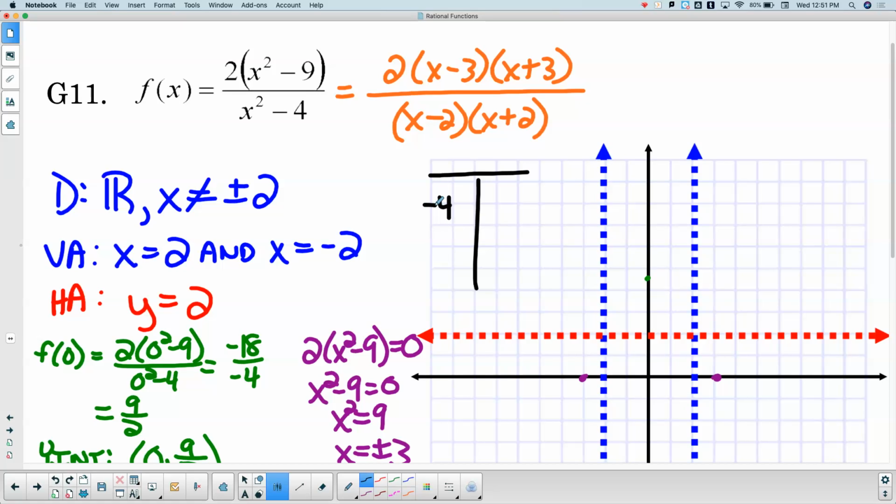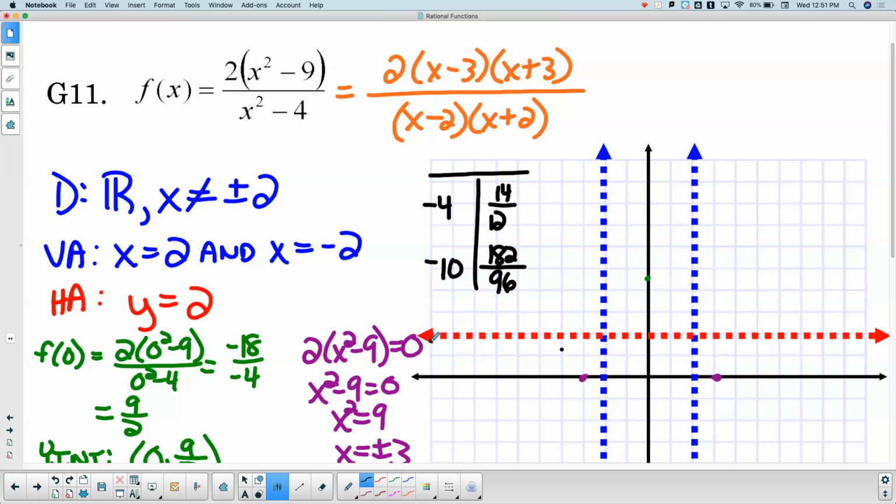If I put -4 in there, 16 minus 9 is 7. Times 2 is 14. 16 minus 4 is 12. So that's 7/6, which is 1 and 1/6. -10 is going to be 100 minus 9 is 91. So that's 182 all over 96. Pretty close to 2, but not quite.